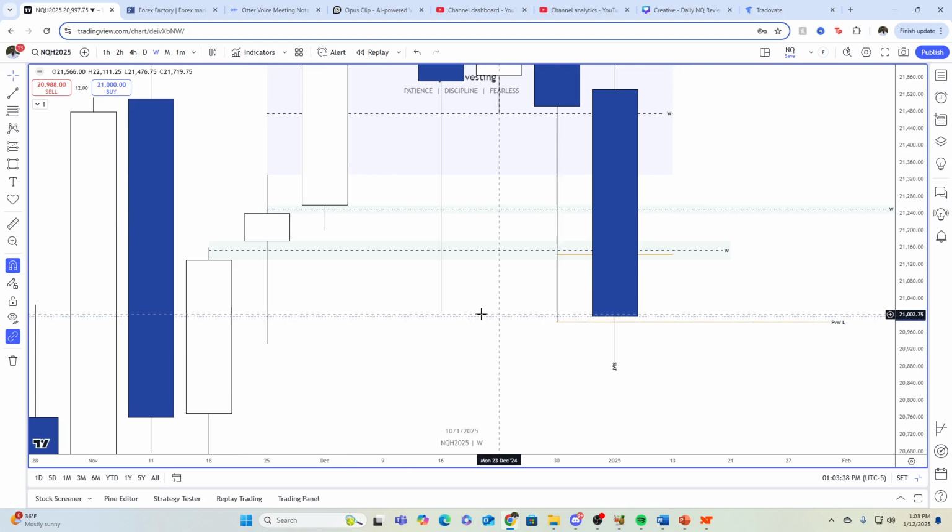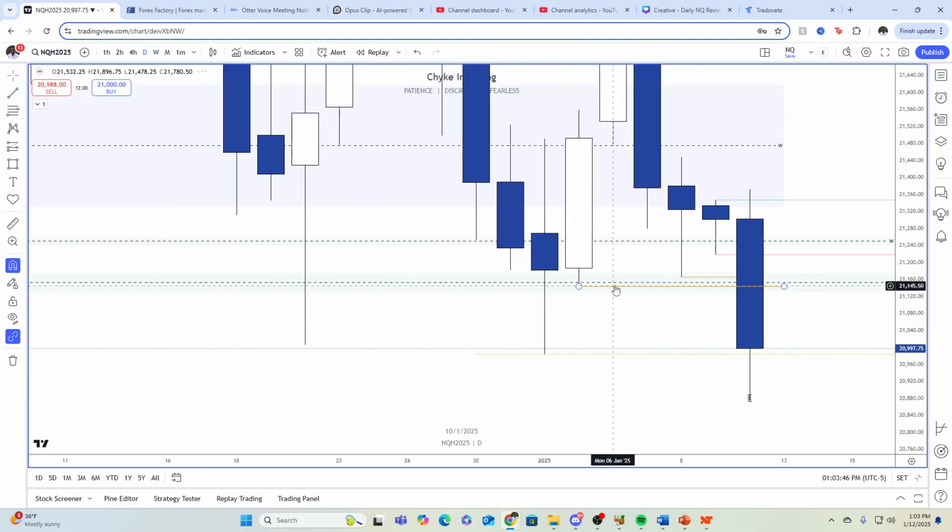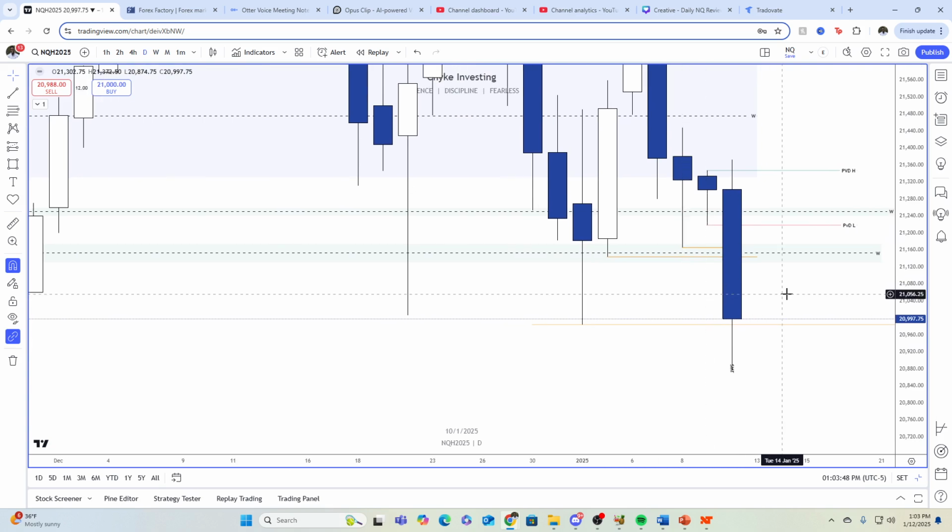You can see we ended up attacking this low and this low over here, these previous weekly lows, taking out tons of pools of liquidity today, this Friday. Now, let's go over the daily profile.